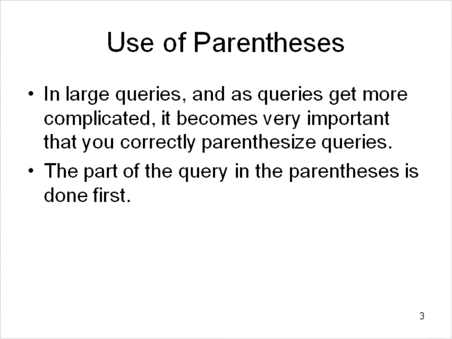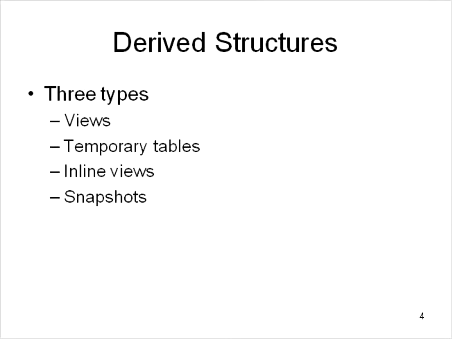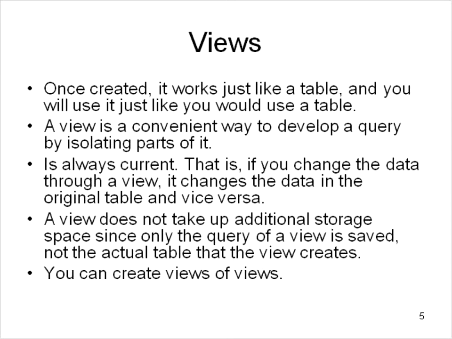Okay, so in the first part of the chapter there is a discussion of parentheses and how it is good to parenthesize things. Obviously, if you put things in parentheses you're grouping them, and that group will be taken care of first. The main derived structures that we'll be looking at in this chapter are views, temporary tables, inline views, and snapshots. I'm on slide 5, and the first derived structure we want to talk about is views.